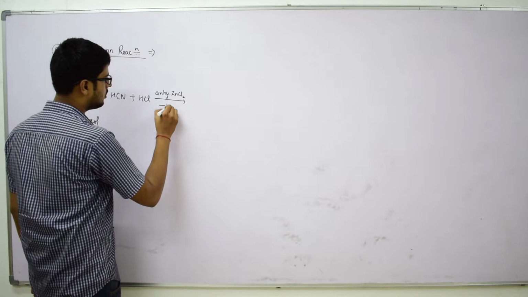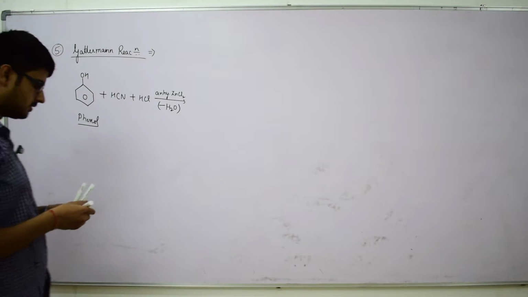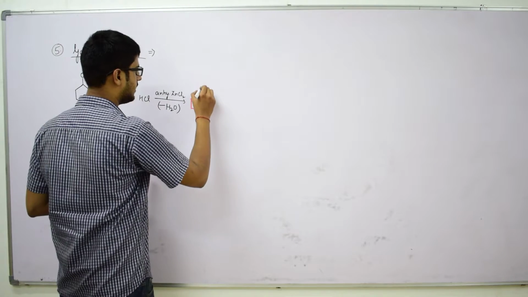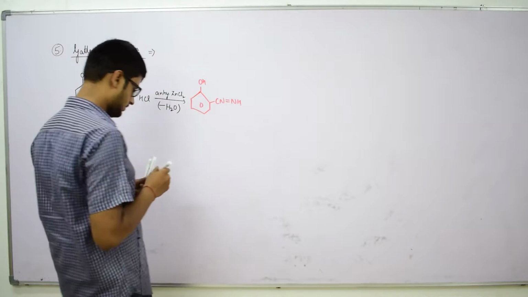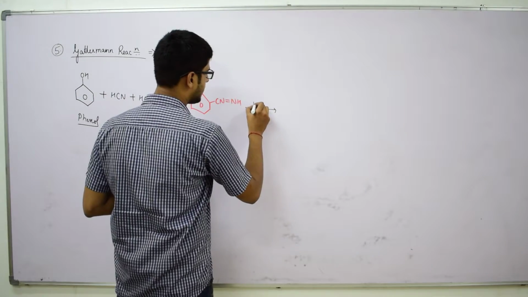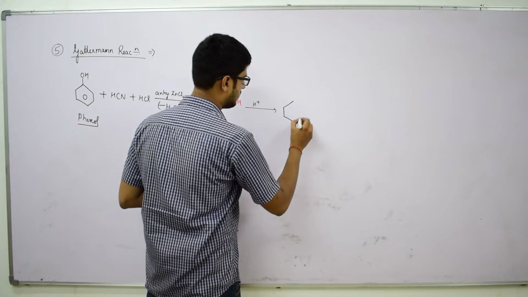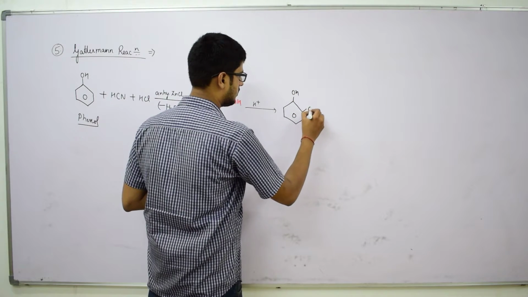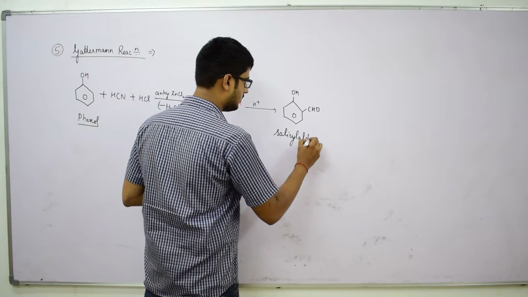A water molecule is eliminated and it leads to the formation of an intermediate compound, that is CN double bond NH, which on further oxidation in the presence of H plus ion yields salicylaldehyde. This is salicylaldehyde.